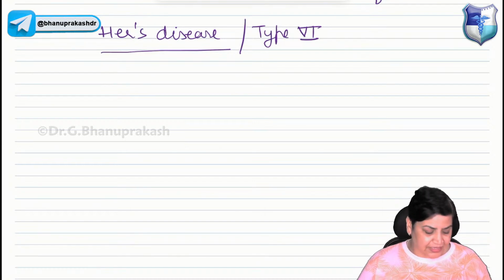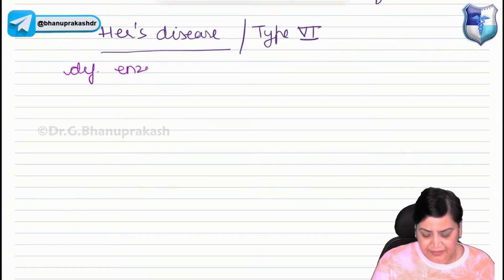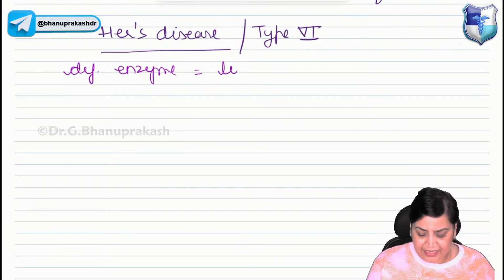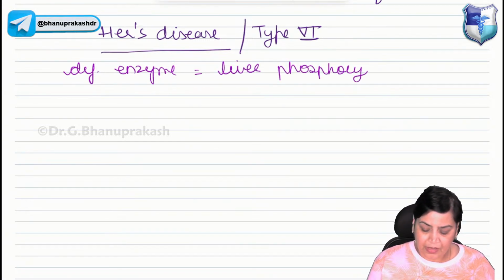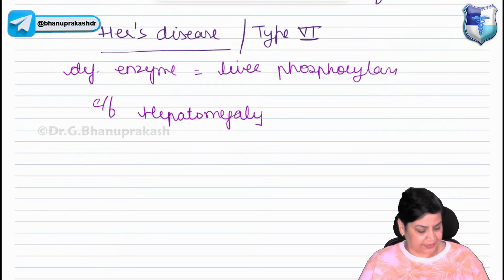Right. So the last disease is Hers disease, and in Hers disease the deficient enzyme is... there it was muscle phosphorylase, here it is liver phosphorylase. So obviously the main clinical feature here will be hepatomegaly. So these are the 6 glycogen storage disorders.